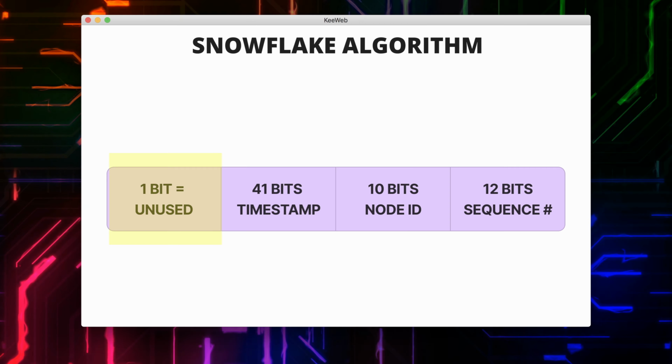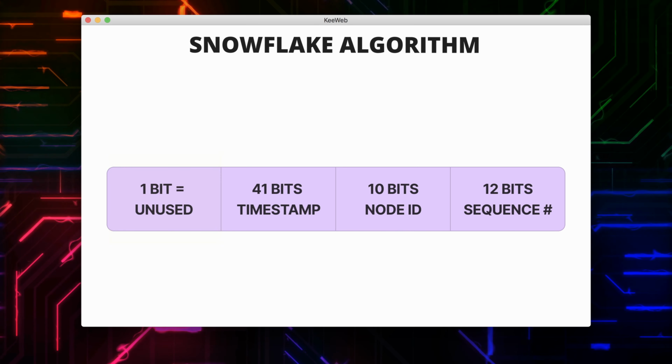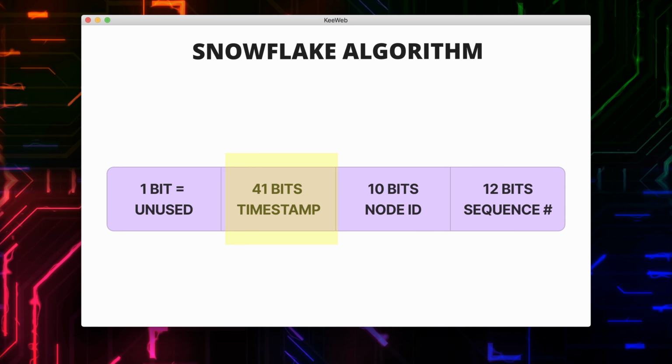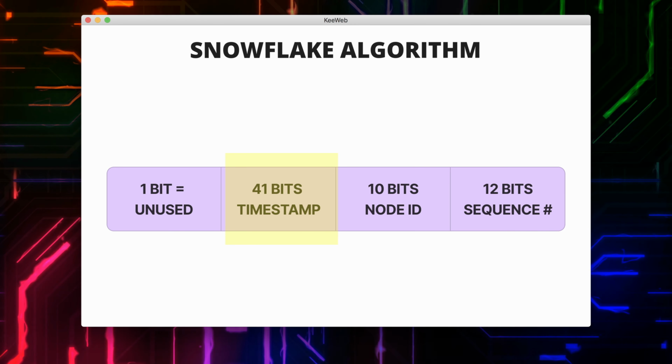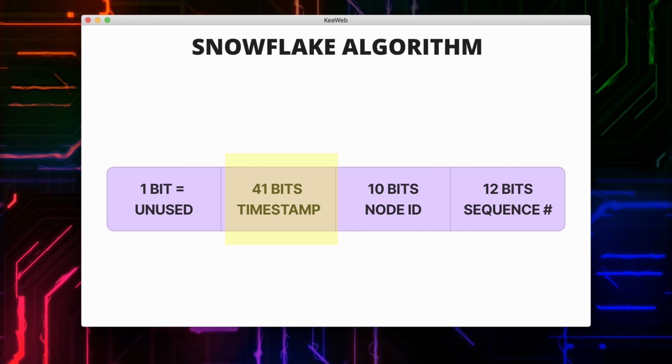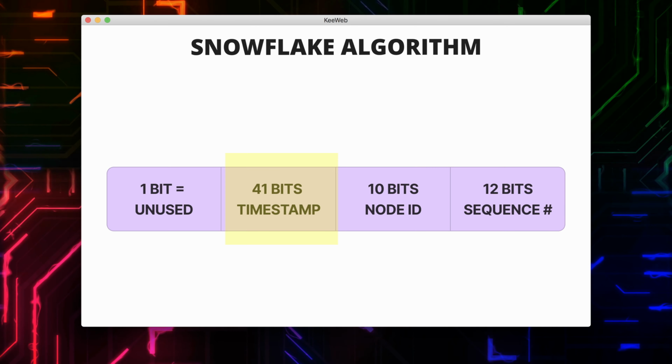The initial bit is reserved for future use. The next 41 bits are for the timestamp component. The IDs begin with a timestamp measured in milliseconds. It uses 41 bits to represent the time elapsed since a custom epoch. This provides a time span of about 69 years.